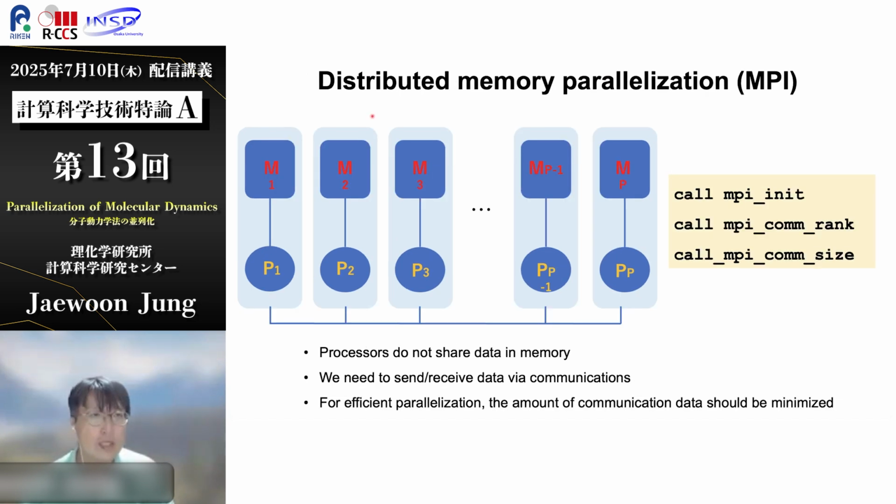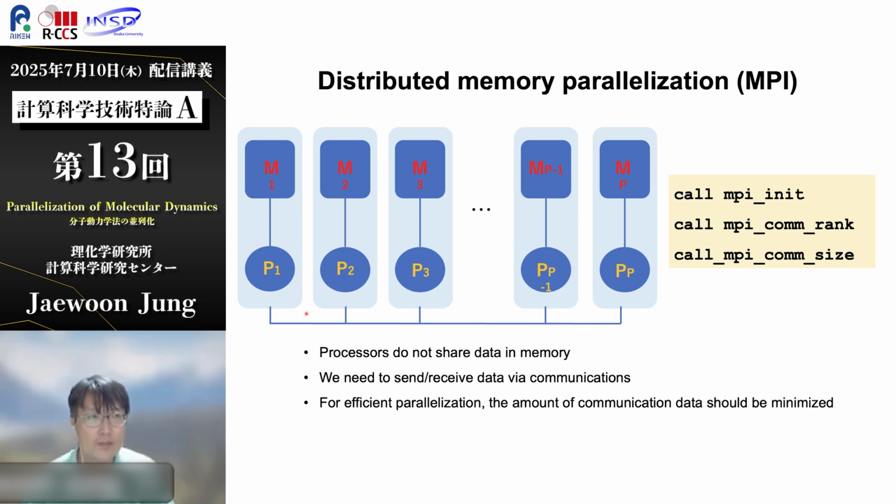In the case of distributed memory parallelization, in many cases, you use MPI. So in the case of MPI, we need to call some MPI-related routines, like MPI_Init, MPI_Comm_rank, MPI_Comm_size. And using these, we assign the rank number for each processor. And each processor has access only to their own memory, and they do not touch the memory of other processors.